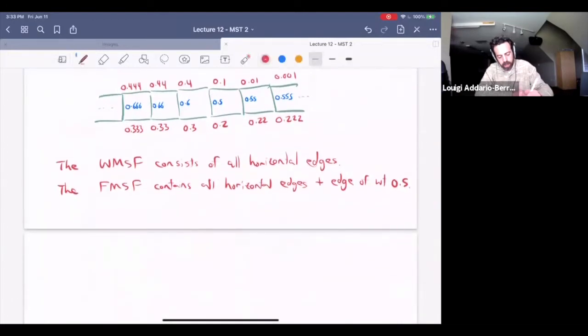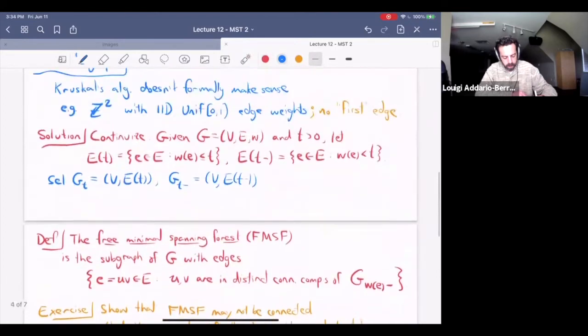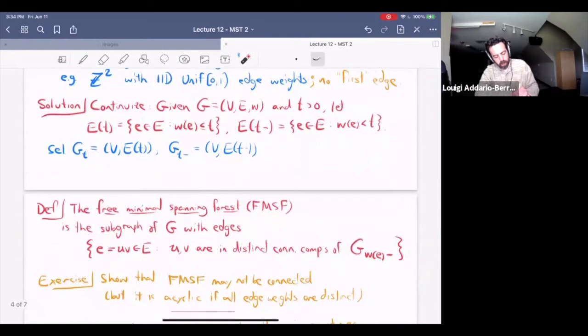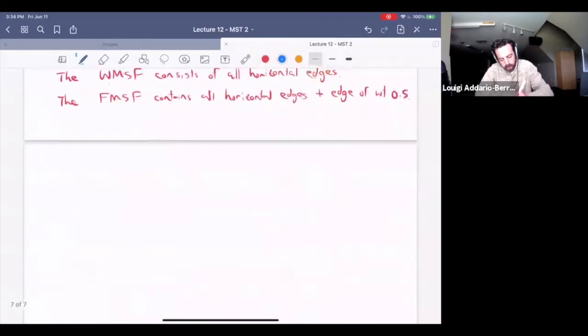Right. So I'd like to now prove a characterization of the wired minimum spanning forest, which has more of the flavor of the one given for the free minimum spanning forest. For the free minimum spanning forest, we said that we add an edge if its endpoints are in distinct connected components at the time just before. For the wired minimum spanning forest, almost the same is true. It can't be literally the same because we've seen that the two graphs can be different.